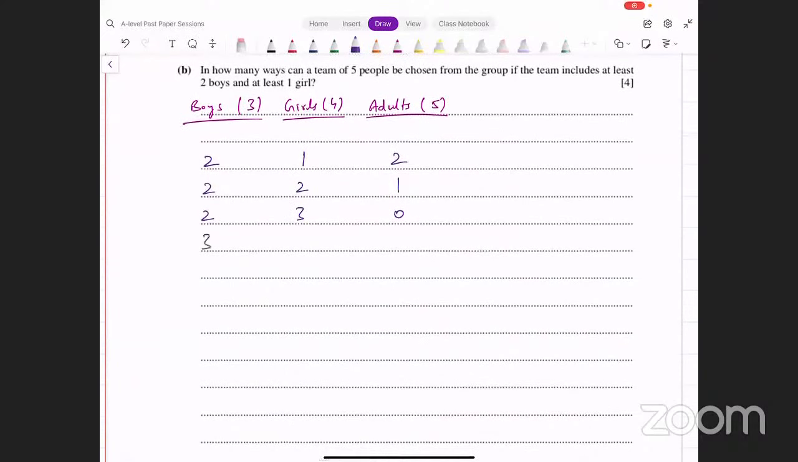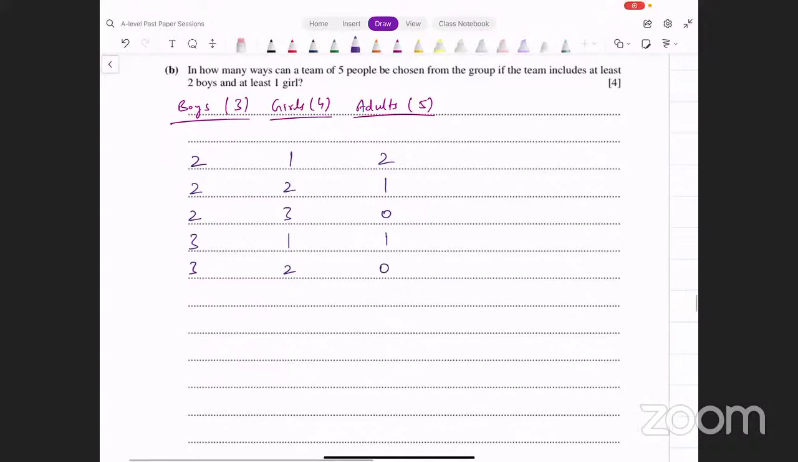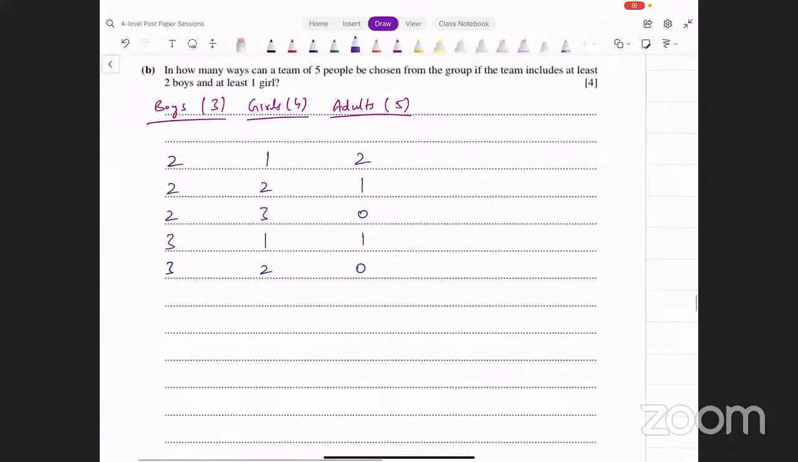If you have 3 boys, we can have 1 girl and 0 adults. If we have 3 boys, we can have 2 girls. Sorry, 3 boys के साथ 1 girl and 1 adult. And if we have 3 boys and 2 girls, then we have 0 adult. These are the cases that we have. इन तीनों के आप find कर लें और उनको add कर लें. Possibilities. First case क्या होएगा?